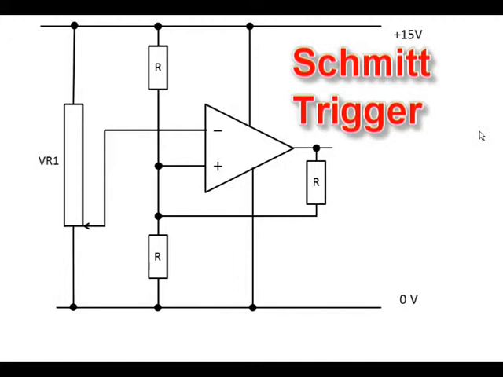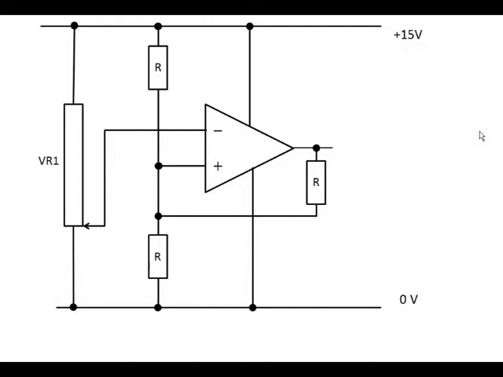In this video clip we're going to look at the Schmitt Trigger circuit. This Schmitt Trigger has been constructed using an operational amplifier, and we're going to assume that we're dealing with a perfect operational amplifier. The inverting input is connected to this potentiometer VR1, and the non-inverting input is connected to this combination of resistors.